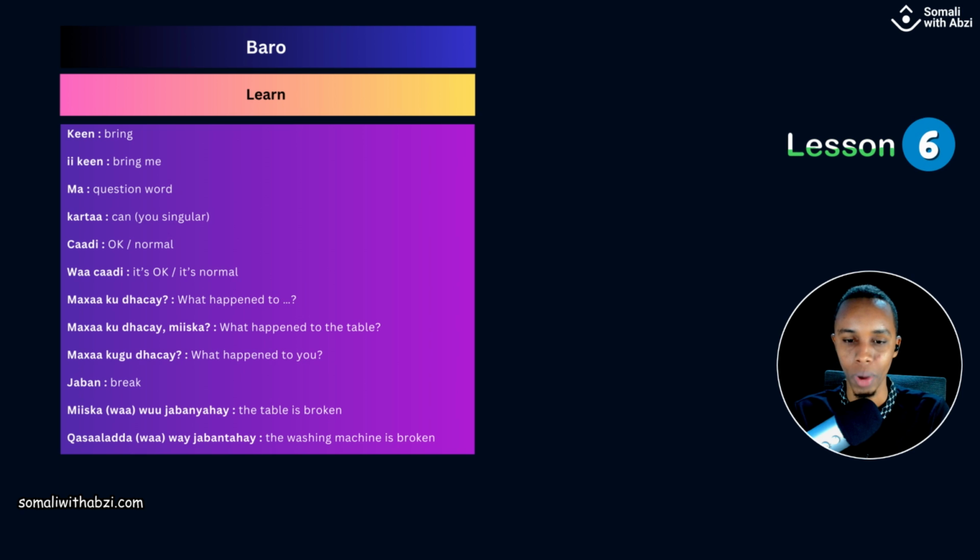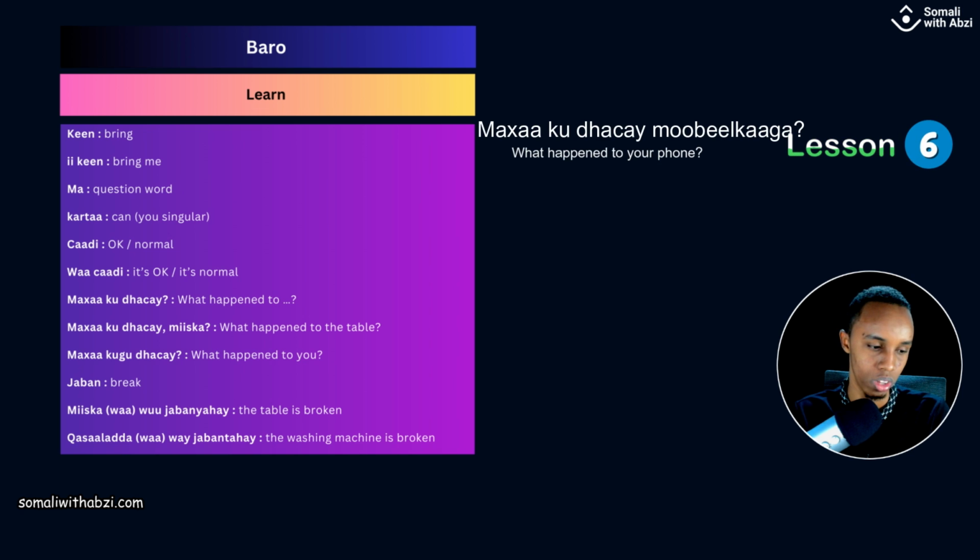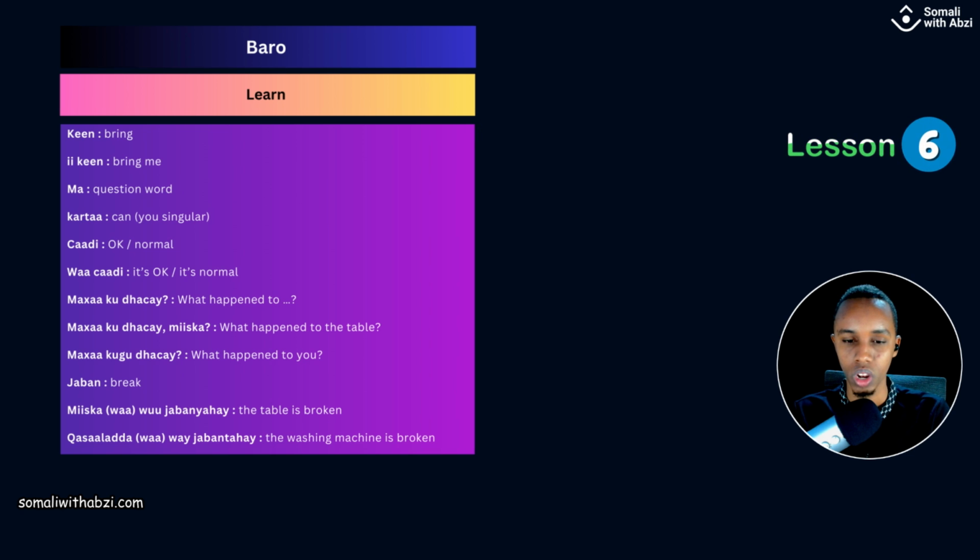The next one is maxaa ku dhacay. Maxaa in Somali means what. Yeah, ku dhacay is happened to. So maxaa ku dhacay. You can say maxaa ku dhacay wiilka, what happened to the boy or to the son. Yeah. Maxaa ku dhacay ninka, what happened to the man. Maxaa ku dhacay, maybe let's say, mobilka or mobilkaaga. What happened to your mobile, or to your phone. Yeah.